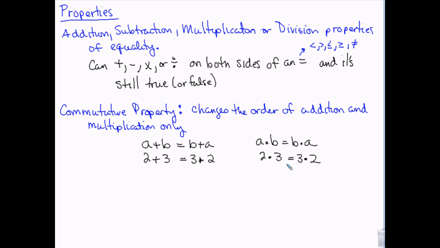Now the reason this won't work for subtraction and division is because 2 minus 3 is not the same thing as 3 minus 2. 2 divided by 3 is not the same thing as 3 divided by 2. So it only works with multiplication and addition. That's the only time you can change the order.